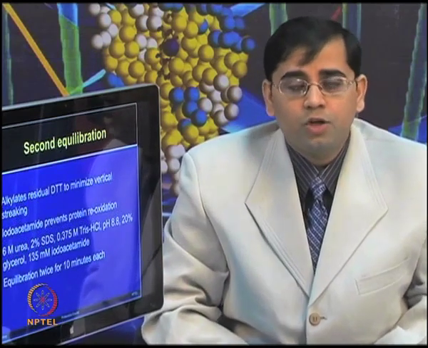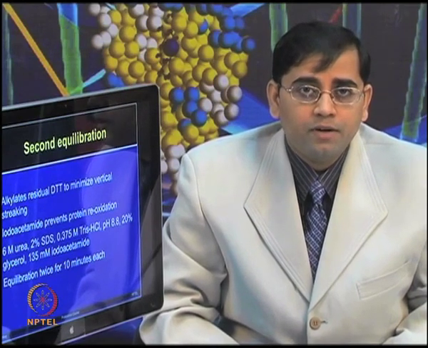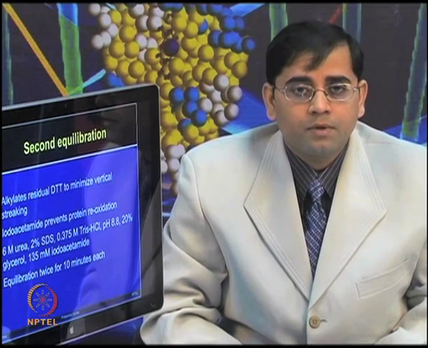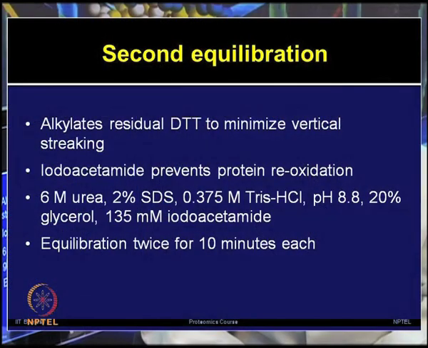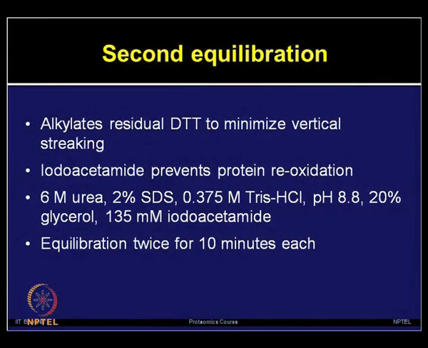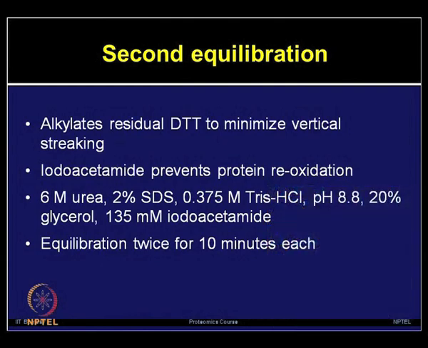Once you have done the first equilibration, you need to remove that solution and add a new buffer for the second equilibration. This buffer recipe is also exactly similar to the last one, except for one change: DTT is replaced with iodoacetamide. You can add 135 millimolar iodoacetamide during the second equilibration step. This is very important because IAA can alkylate the residual DTT and it minimizes vertical streaking. It also prevents reoxidation.